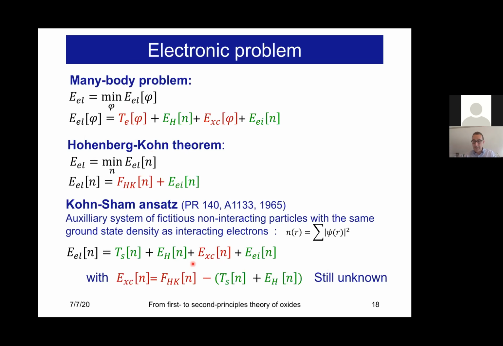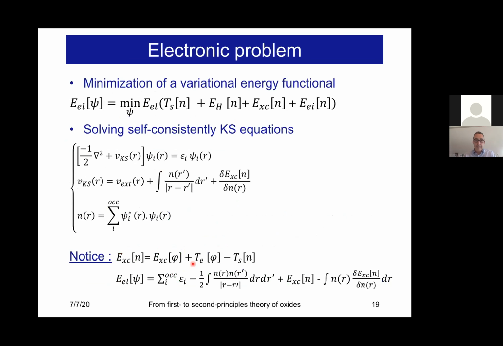And this, of course, is unknown. So in principle, I would get the right ground state energy and the right ground state density of my system doing density functional theory, as long as I know the exact exchange correlation energy functional I have to put here. So in that sense, DFT is an exact theory, but in practice it is not, because this is something that we don't know.